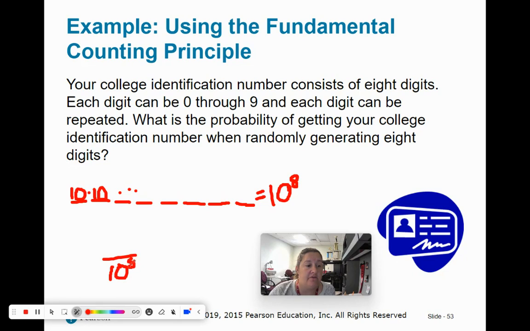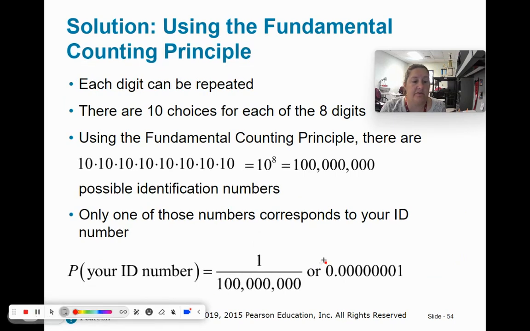Now we got to figure out, well, how many ways can you guess correctly? There's only one right way you can guess correctly. So this is a 1 out of 100 million chance. And you can see the resulting decimal here at the bottom.